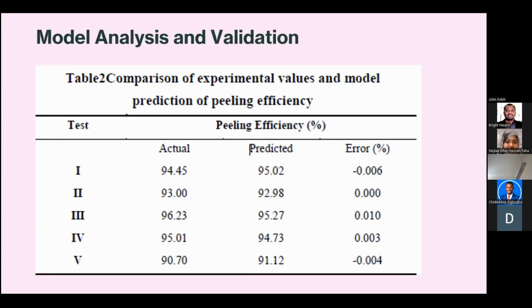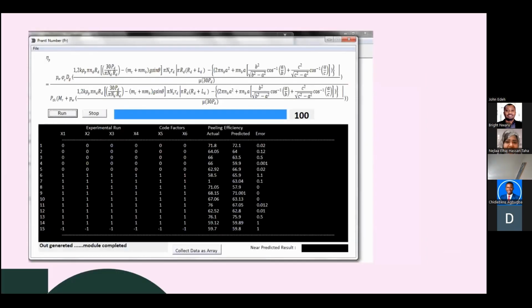And we discovered that the error is within the range, as you can see from this table. So it was concluded that the model actually predicts the peeling efficiency well. Okay.